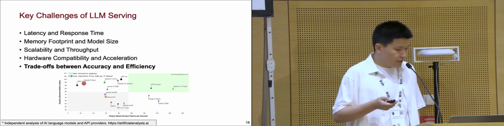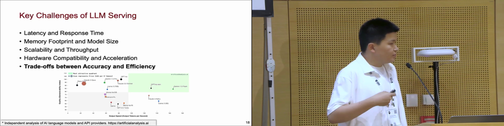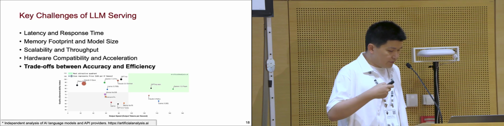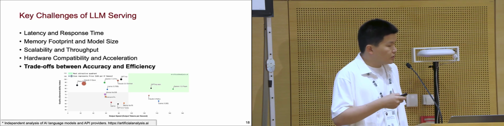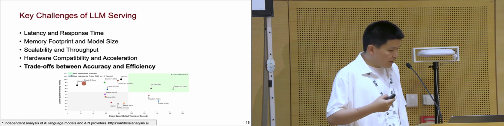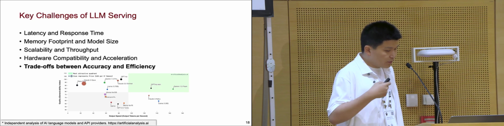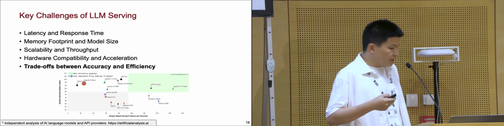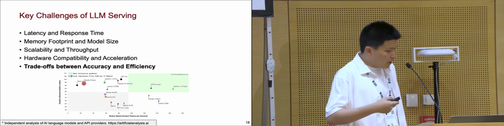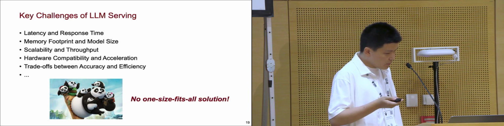The third key challenge is about scalability and throughput. Inference systems often face varying levels of request loads in production environments. So we need to guarantee their scalability and throughput to handle multiple simultaneous requests efficiently. And this will involve a lot of optimizations in several aspects.